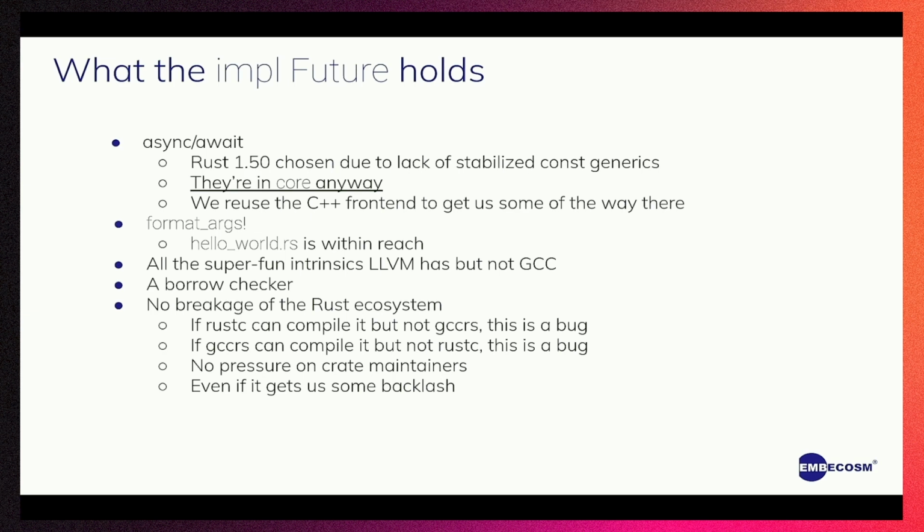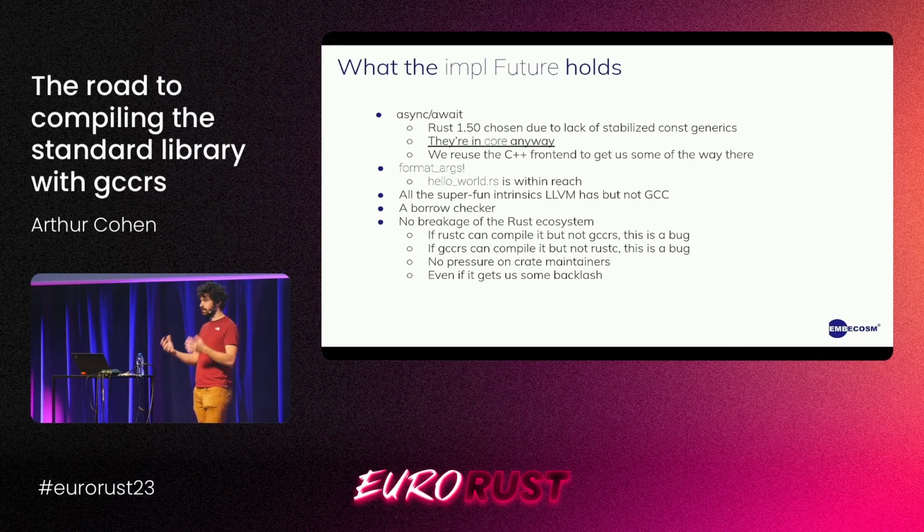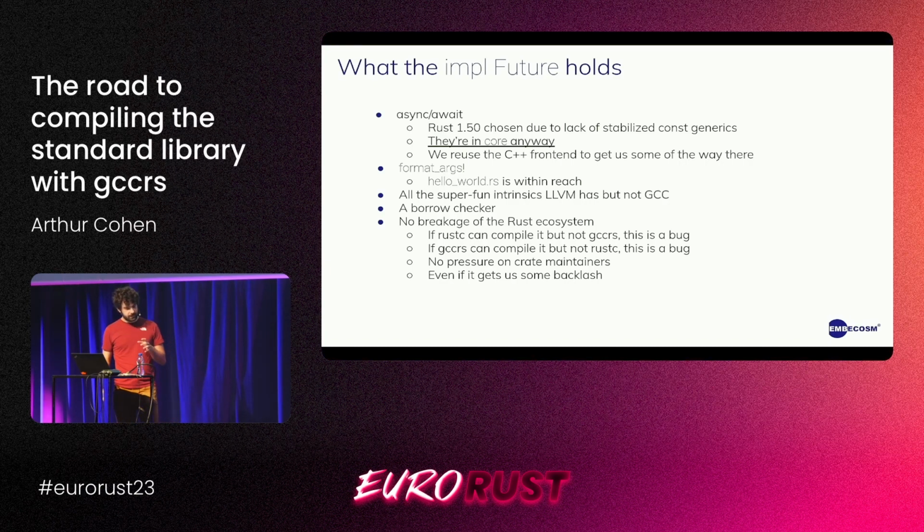Yeah, finally, gccrs does not want to introduce breakage to the Rust ecosystem. As I said, this is something super important to us. We don't want to cause any pain to upstream crate maintainers. We don't want to cause pain to Rust developers. We don't want to put pressure on anyone, and we don't want to step on any toes. We're foolish enough to work on this. Doesn't mean you guys have to suffer for it. So yeah, no pressure on crate maintainers, even if it gets us some backlash.